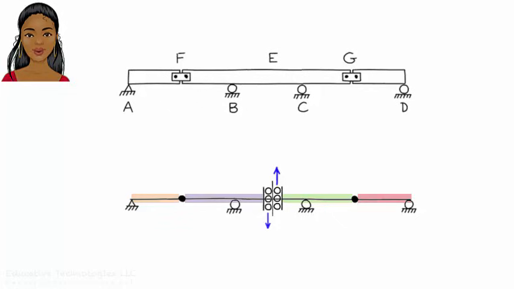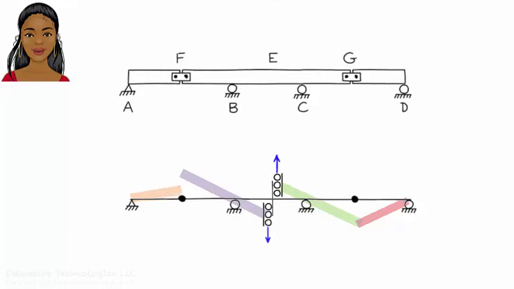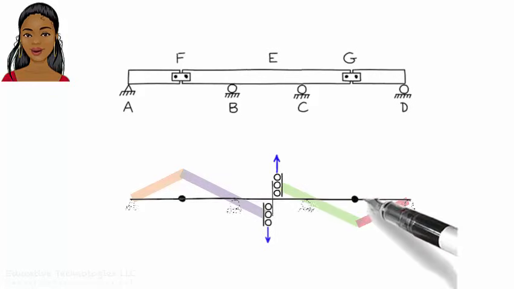Bar EG wants to rotate clockwise, but it can do so only if G is permitted to move down in segment GD. Since there is a roller at D, the rotation is allowed. So here is the deformed shape of bars EG and GD. Similarly, bar FE wants to turn clockwise since E is being pushed down. This bar can rotate only if the hinge at F is permitted to move up by the adjacent bar, bar AF. Since there is a pin at A, point F does move up like this. So here is the influence line for shear at E.